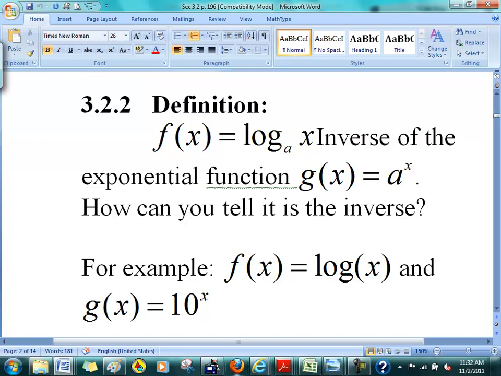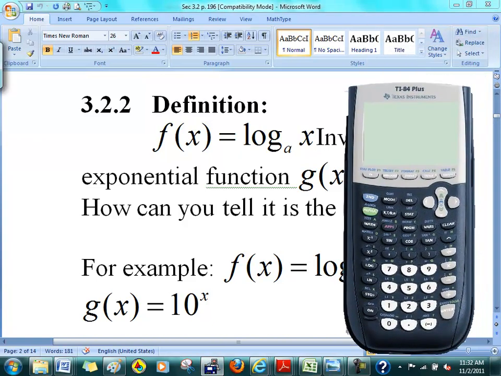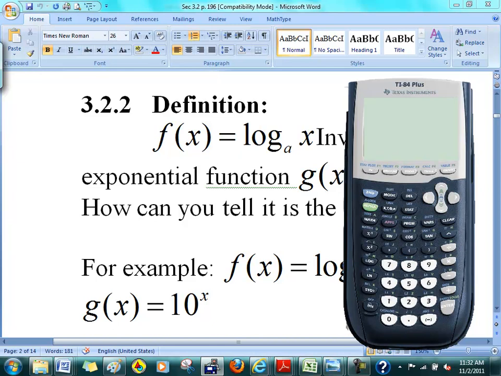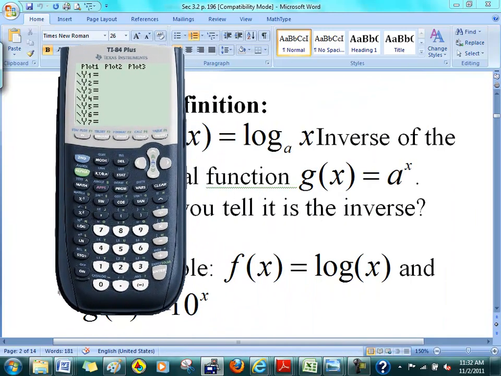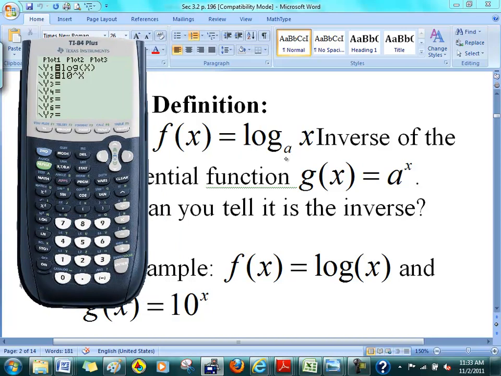Get your graphing calculators out. Come on, turn on. Can you guys in Y1 graph log x? Okay. Log x. In Y2 graph 10 to the x. Right, because isn't that what I'm telling you? I've used the base A, but let's say it's 10 because your calculator doesn't do base A. It does 10 and ln.